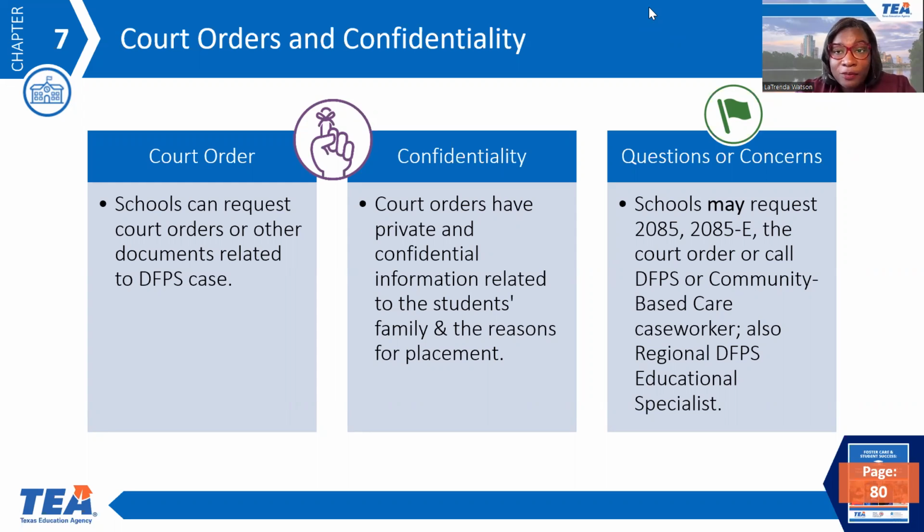Also, a tip, the green flag: schools may request the 2085, the 2085E, or the court order. You can contact DFPS or the community-based care caseworker, or also your regional DFPS educational specialist. All of this information is on page 80 in the Foster Care and Student Success Guide.